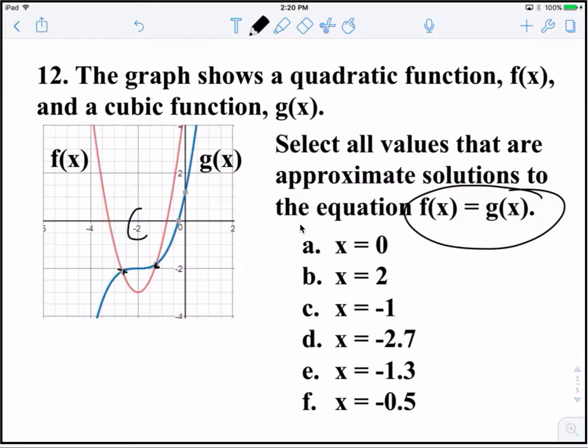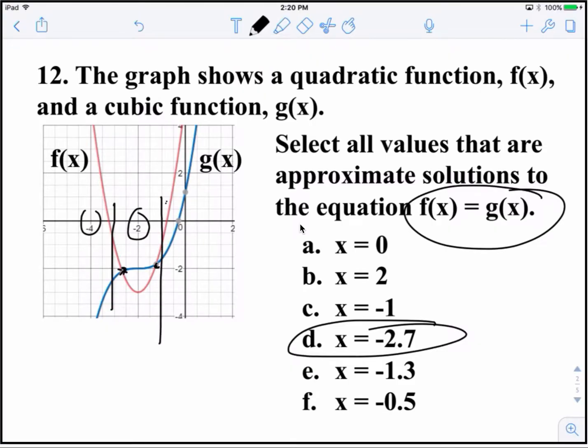So this is -2, that's -4, so in between that's -3. So this point is very close to -3. Based on our choices, we have this point here, -2.7, and this point here, which is a little bit to the left of -1, so it's closer to -1.3, and there are no other intersection points, so our solutions are D and E.